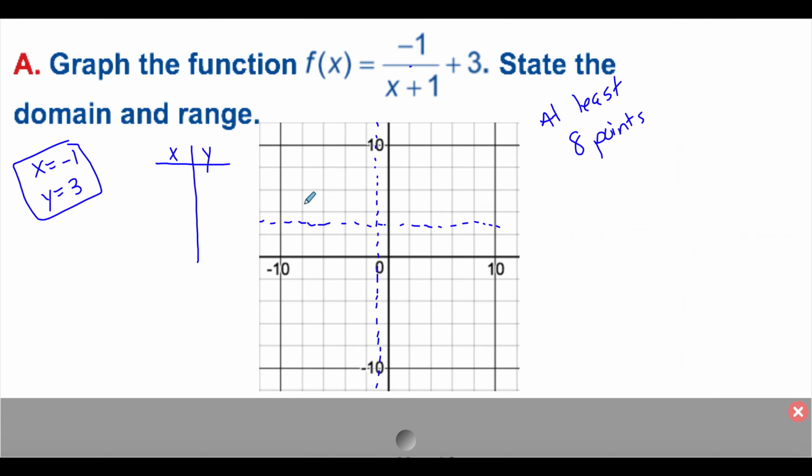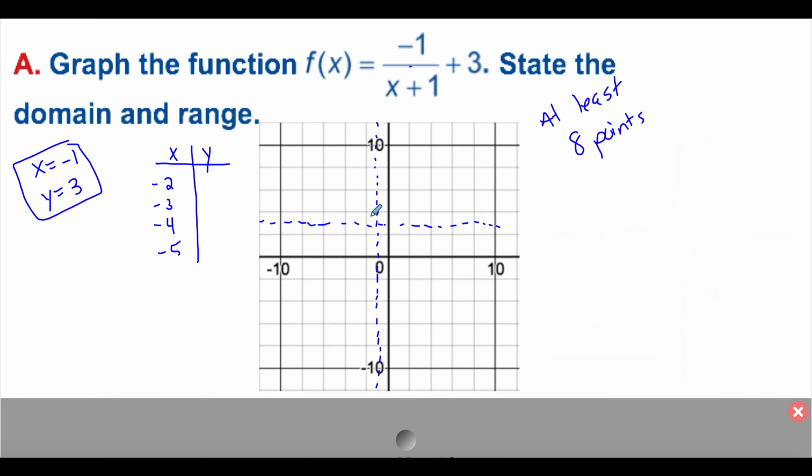So when we plug into an xy chart, we're plugging into the x values, right? So I know that I'm not going to touch this line. So let's pick some stuff. Let's pick a value next to it. So I have -2, -3, -4, -5. Okay, those are the simple values.